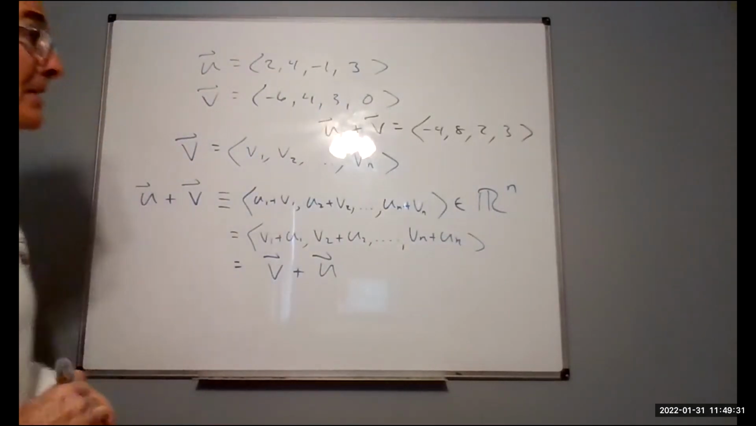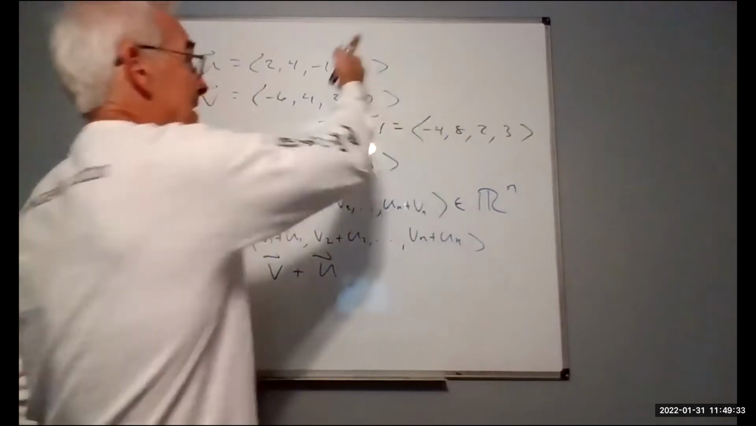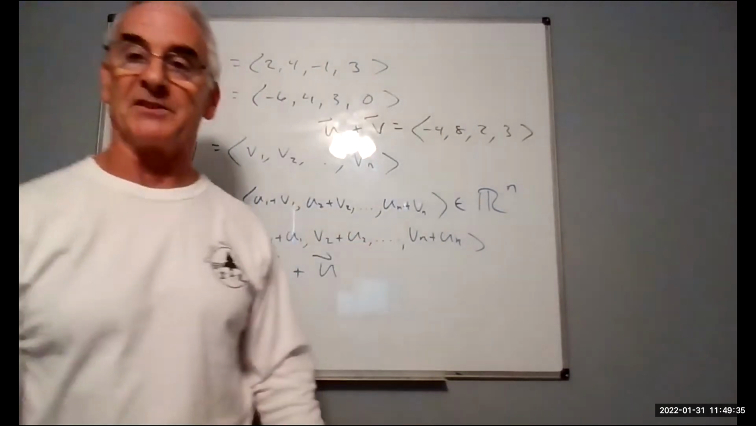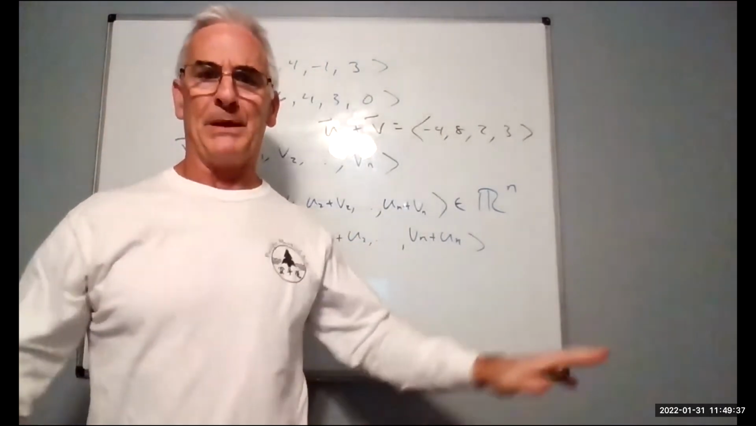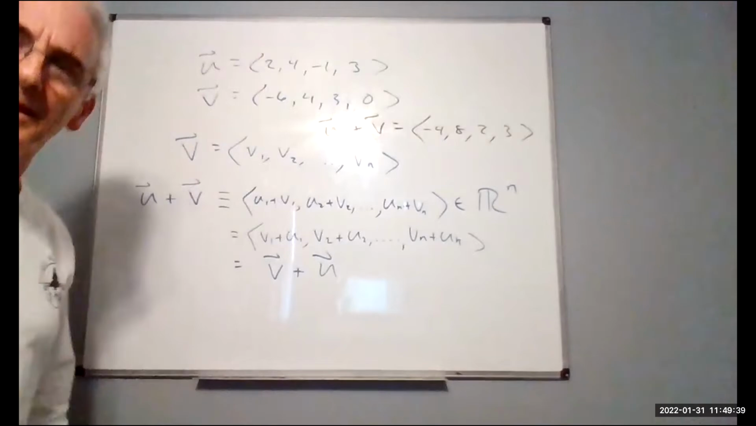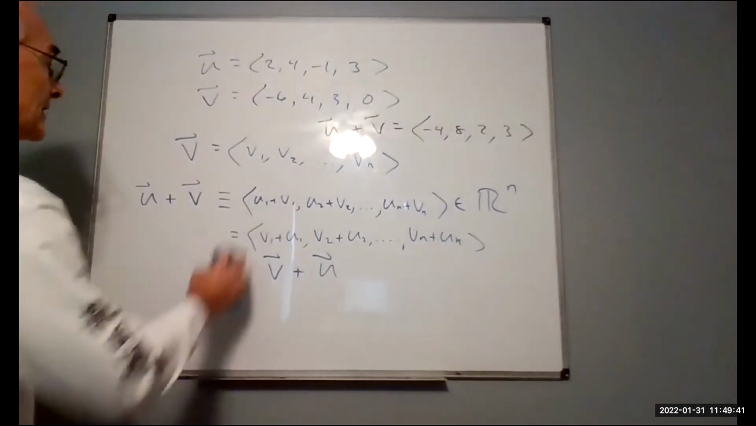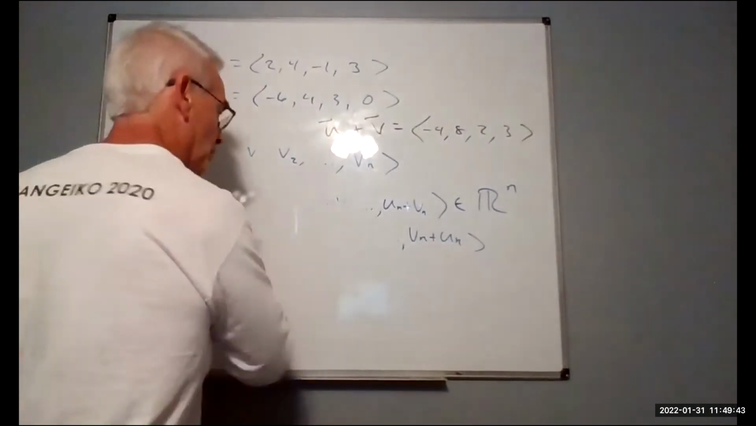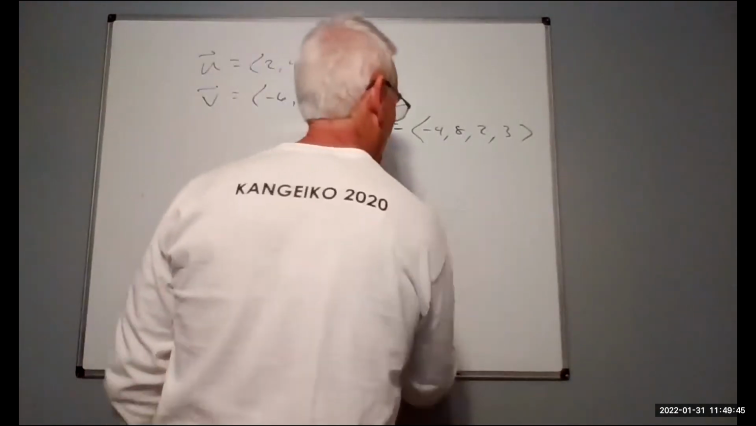And notice I got back a vector in the same dimension that the original ones are in. That's important. So vector addition, piece of cake, right? Nothing about that is in any way tricky or confusing. Now, I'm going to give you a simple visual that might help.